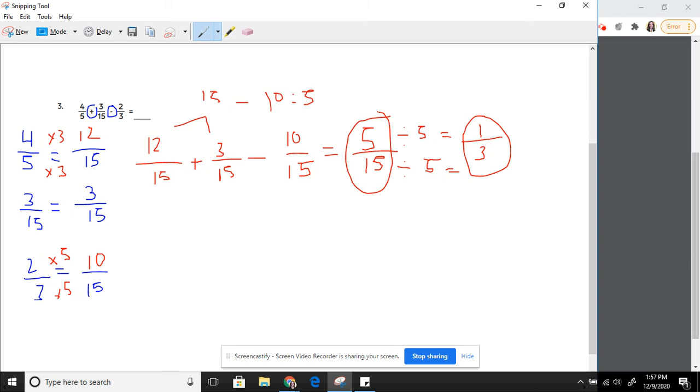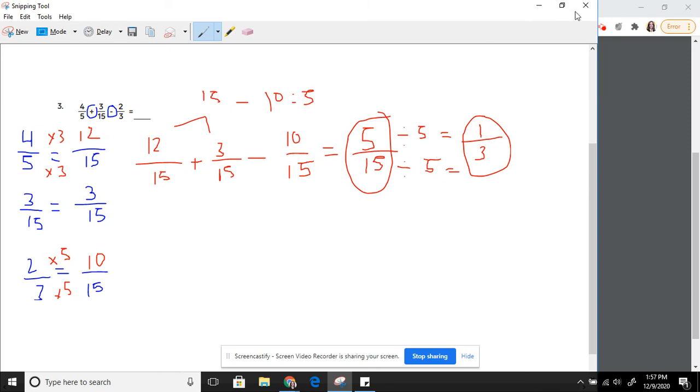And I'll take either of those answers, 5/15 or 1/3. They're actually the same number. They have the same value. 5/15 and 1/3 are equivalent fractions. It's just 1/3 is simplified. Okay, so there's your answer for number 3.